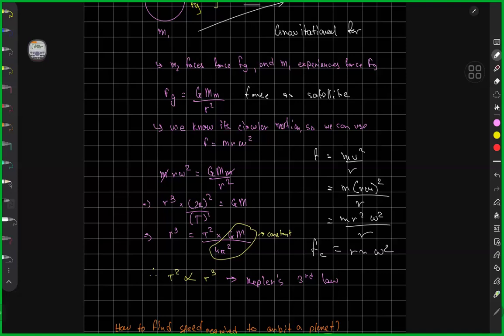And what did I tell you in case of satellite? Who is providing the centripetal force? The entire centripetal force is being provided by gravity, the gravitational force. So I say my F_C, m r omega square, is being provided by the gravitational force. That's what I say.